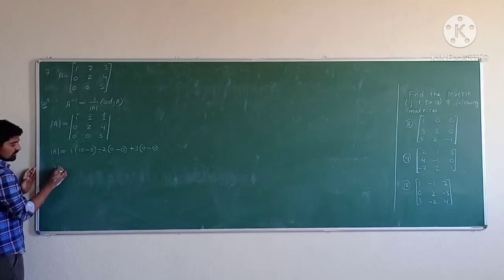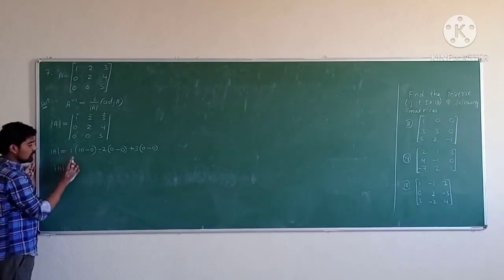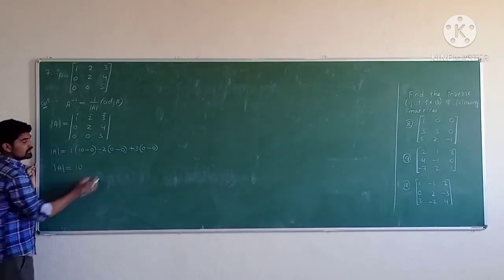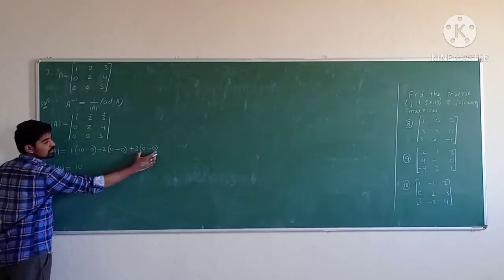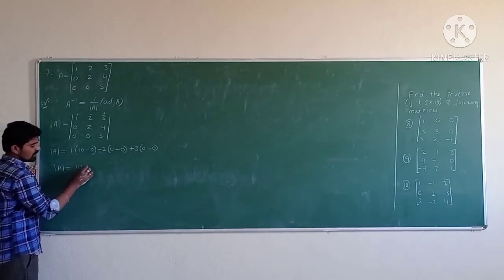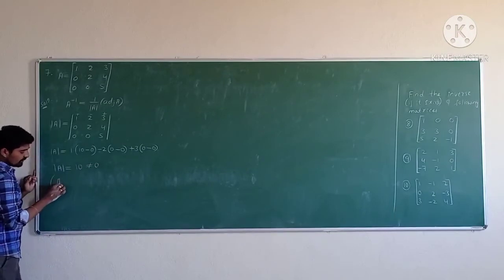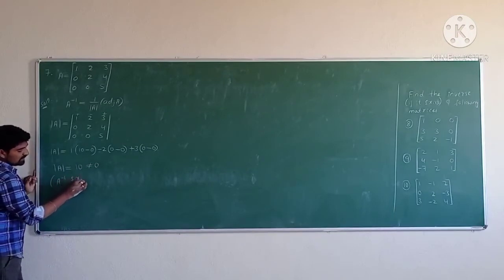So determinant of A is equal to 10 minus 0, 10, into 1 is 10, 0 into 2 is 0, 0 into 3 is 0. Therefore, the value of determinant of A is equal to 10, and 10 is not equal to 0, which implies A inverse exists.